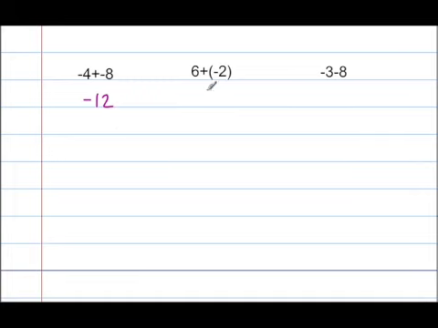6 plus negative 2. So you have $6, you owe someone 2. After you pay, how much do you have or owe? Well, 6 is the bigger number, so this is going to be a positive, and what's left over? 4. So here's negative 3 minus 8. You owe 3, you owe 8. So if you owe twice, you're going to owe more. So this is going to be negative 11.